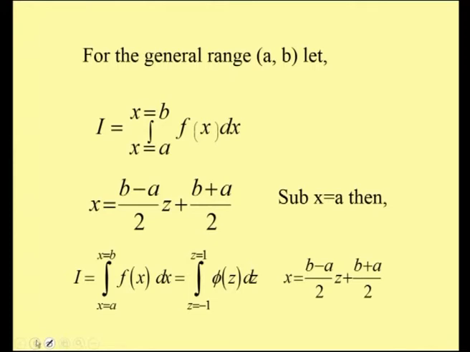For the general range a comma b, let I is equal to integral a to b f of x dx. That is converted to the integration from minus 1 to 1 using the formula x is equal to (b minus a) by 2 into z plus (b plus a) by 2. So integral a to b f of x dx becomes integral z is equal to minus 1 to 1 phi of z dz, suitable for using Gaussian 2-point and 3-point quadrature formulae.